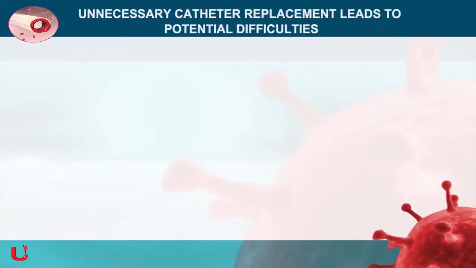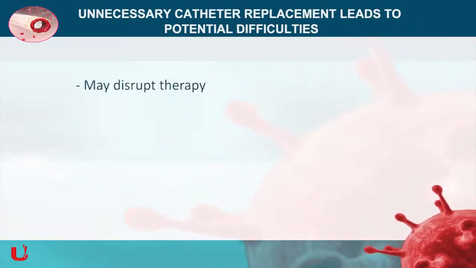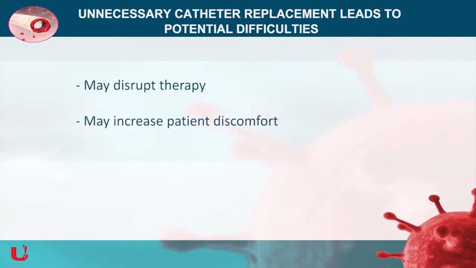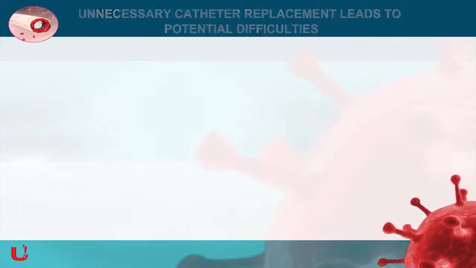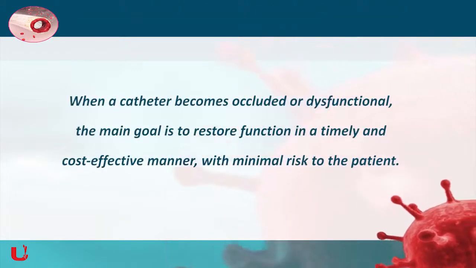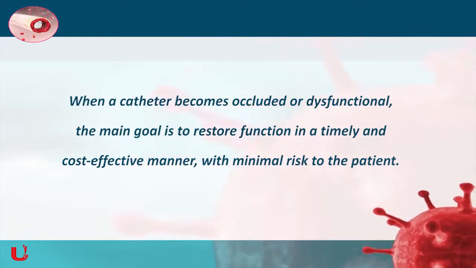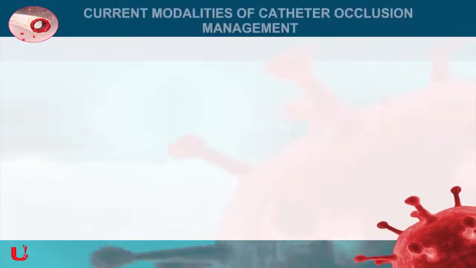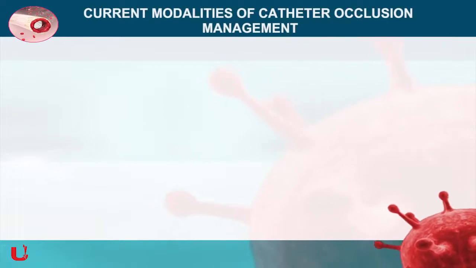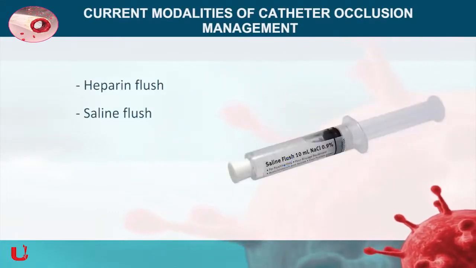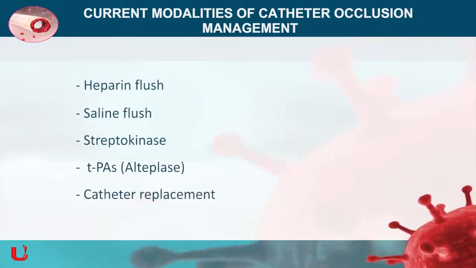Unnecessary catheter replacement can lead to potential difficulties like disruption of therapy, increased patient discomfort, increased complications, and increased cost of care. When a catheter becomes dysfunctional, the main goal is to restore function in a timely and cost-effective manner with minimal risk to the patient. Currently, there are following modalities for clearing catheter occlusion: heparin, saline flush, streptokinase, TPA, and catheter replacement.